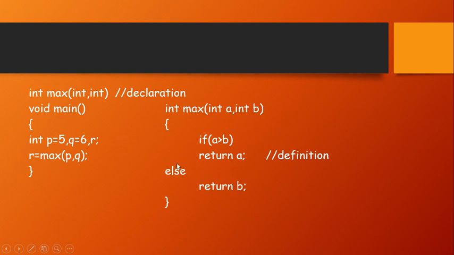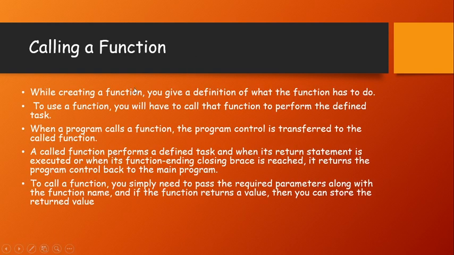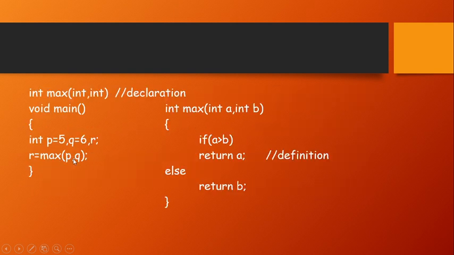So after completing this function execution, it will return back to the main function. That's the thing we have written. Okay, so I think it's clear. To use a function, we will have to call that function to perform the defined task. We are calling the function max pq.